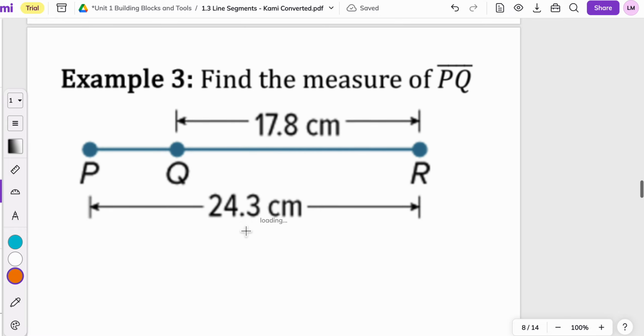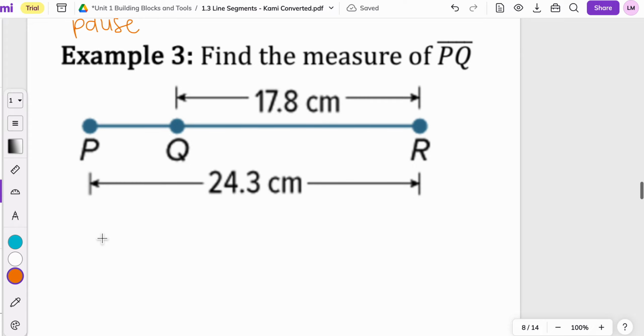Okay. This next one you can pause on and try on your own. Example 3, find the measurement of PQ with the given information. One thing we notice here is PQ is missing, but we do know the total amount, 24.3, and we know a partial amount, 17.8, so we're just going to find the difference between those, and we're going to get 6.5 centimeters.